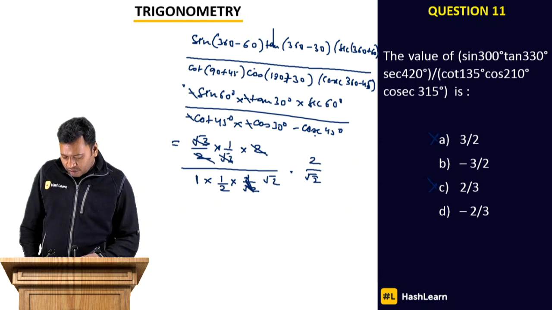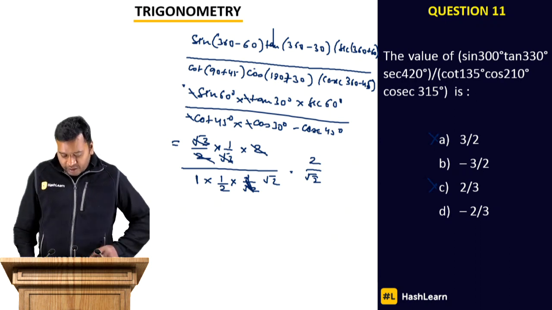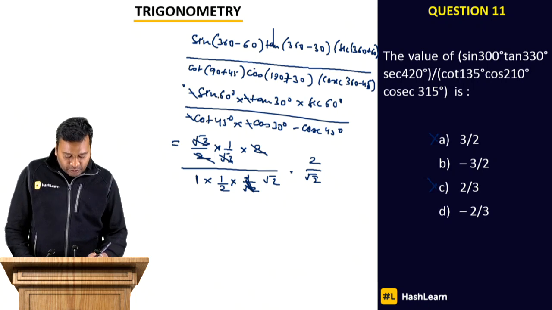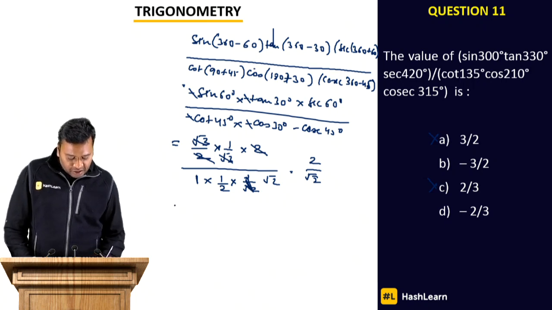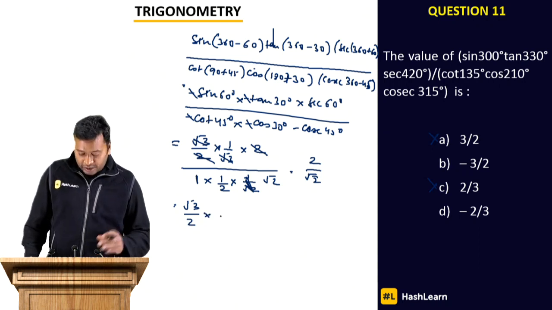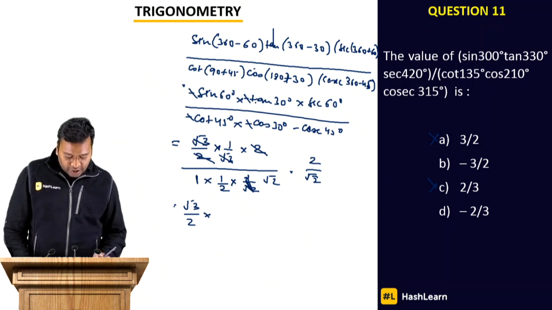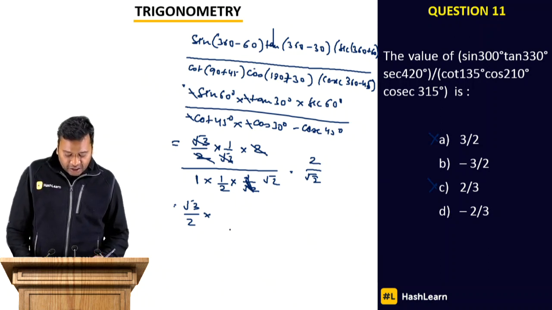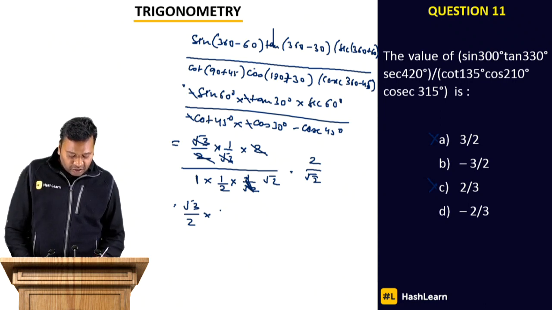And cosec 360 minus 45, right? So once again we'll put the values here, right? So sin 60 is nothing but root 3 by 2, right? Sometimes it happens that options were not correct, right? So we have to check, recheck, right? Then tan 30 here. So if we take tan 30, how much is it? So tan 30 is nothing but sin 30 is 1 by 2 and cos 30 is root 3 by 2, right? That means 1 by root 3, right?